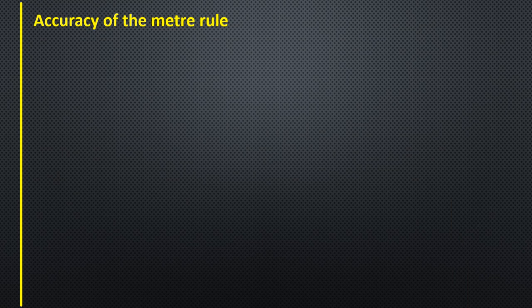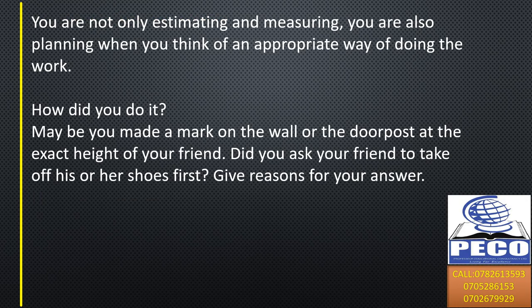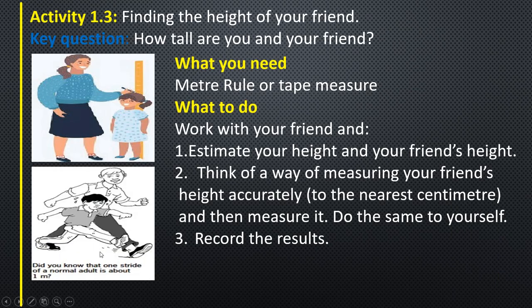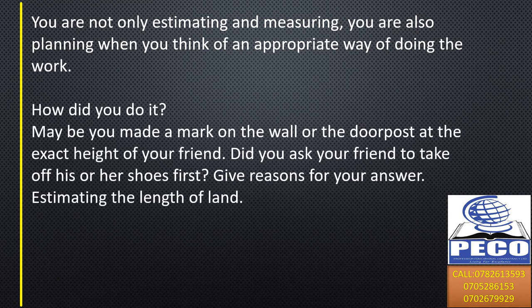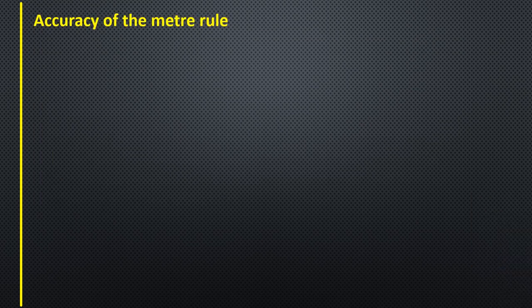Okay, so estimating the length of land. Like I told you up here, estimating the length of land in a rough way, we can just use strides, and one stride is approximately equal to 1 meter, and that is what is commonly done when the tape measure is not available to estimate the length of land. Now, in all those estimations that you have made, let me now talk about the accuracy of the meter rule.